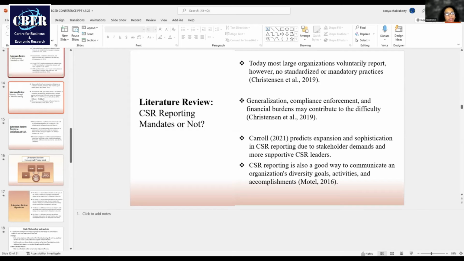Archie Carroll predicts that in the future, there are going to be more companies, especially smaller companies, that are going to report on corporate social responsibility because there are more company leaders seeing the importance of it.